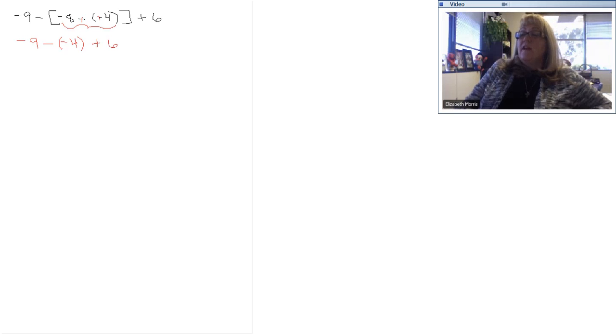Okay, so now, do you see that I have two negatives here, so I have to add the opposite. Now I have negative 9 and positive 4. Signs are different. Subtract and keep the sign of the larger.